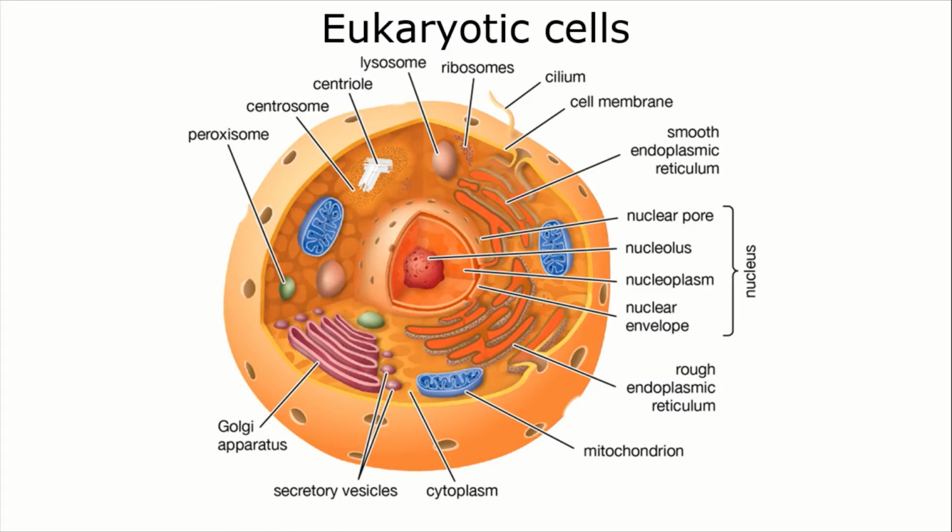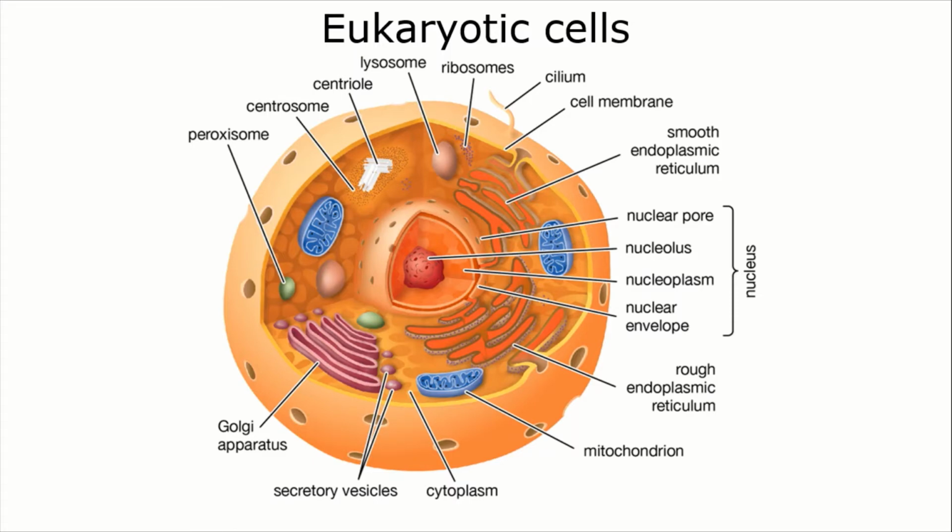Now, some of these you should be familiar with from GCSE biology. So structures such as the cell membrane, the ribosomes, the nucleus, the mitochondria, and the cytoplasm should already be very familiar to you. In A-level biology, we look in more detail at some new structures for you. So these include the rough and the smooth endoplasmic reticulum, the Golgi apparatus, and the secretory vesicles, as well as several others, which we'll go into more detail later in this video.